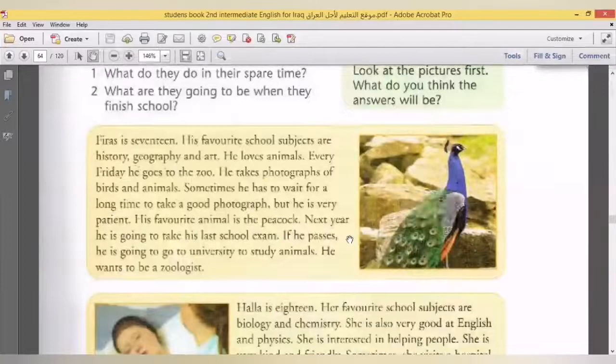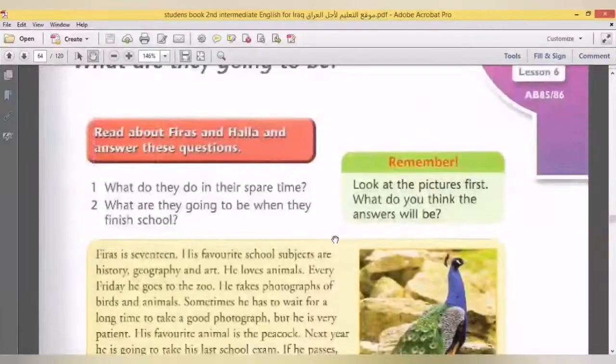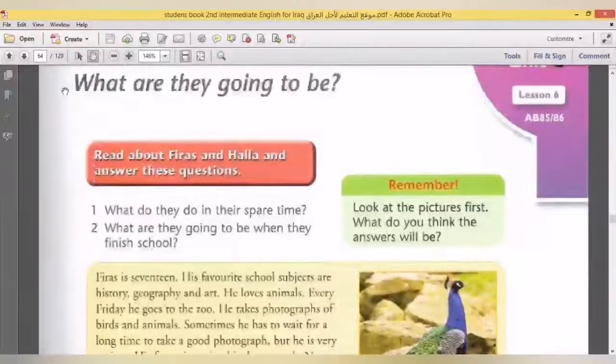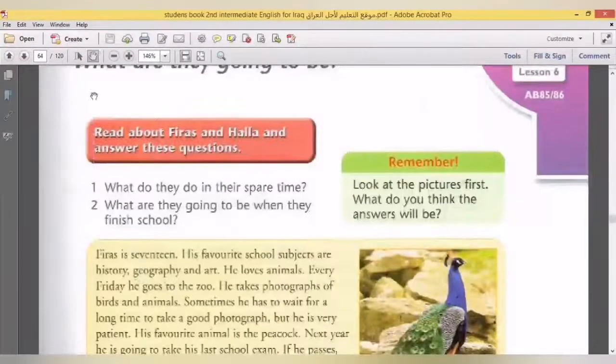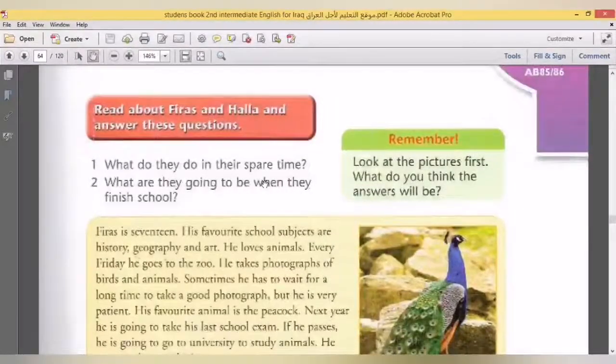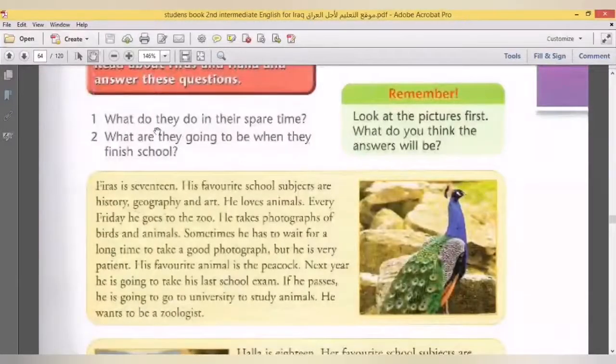Now we have these two questions. What do they do in their spare time? What are they going to be when they finish school? These two questions are about Hala and Firas. This lesson tells us to read about Firas and Hala so that we can answer these questions. But before that, can we answer these questions without reading the text? Can you guess from the pictures what they do in their spare time?